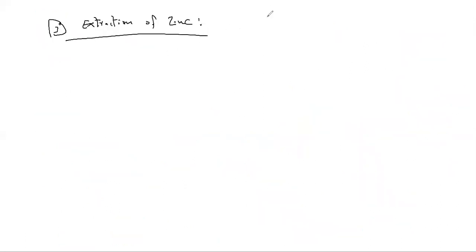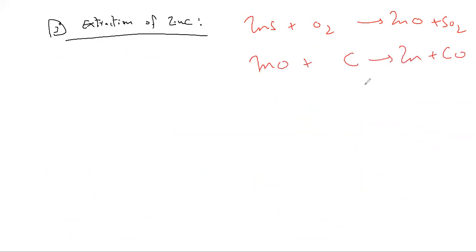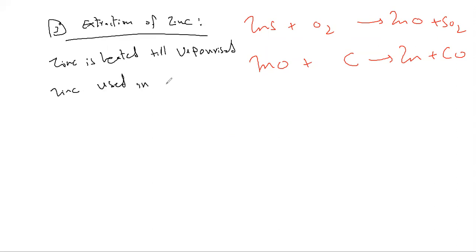For extraction of zinc, you will find that zinc sulfide reacts with oxygen to form zinc oxide and sulfur dioxide. Then zinc oxide reacts with carbon to form zinc and carbon monoxide. So you'll find that zinc is heated till vaporized, and after that zinc is used in sacrificial protection.